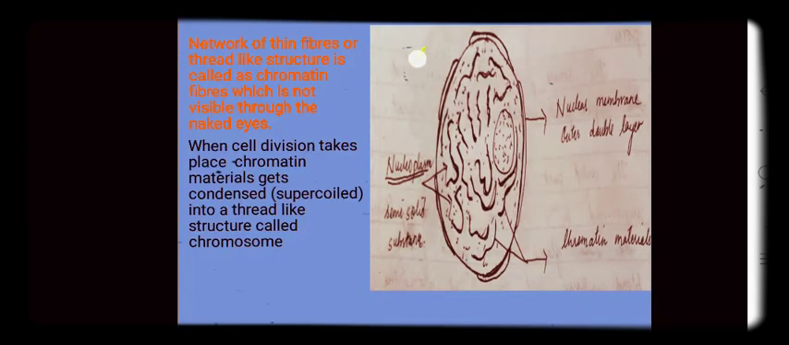So, inside the nucleus, over here you can see inside the nucleus, we have network of thin fibers or thread-like structure called chromatin materials or chromatin fibers, which is not visible through the naked eyes. When cell division takes place, chromatin materials get condensed, that is supercoiled, into a thread-like structure called chromosome. Alright, cell division we will be doing in the next class.